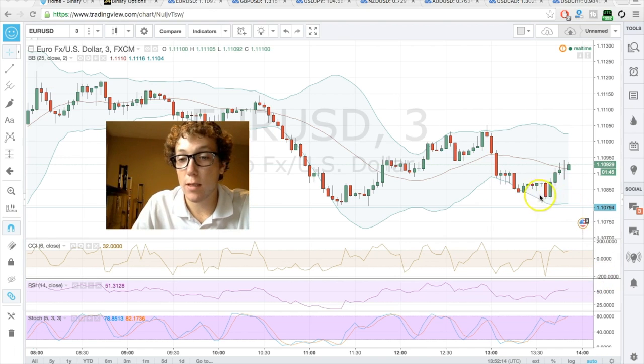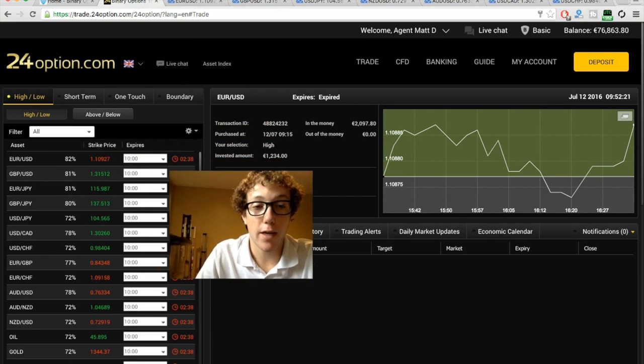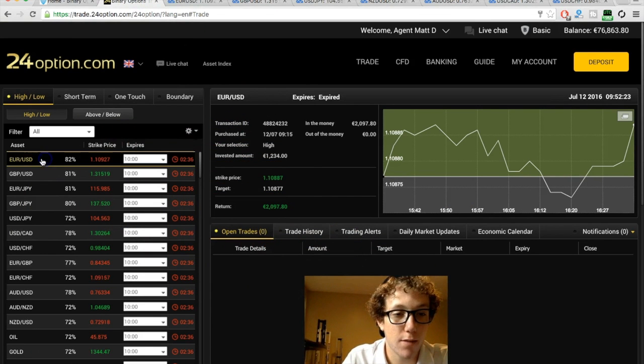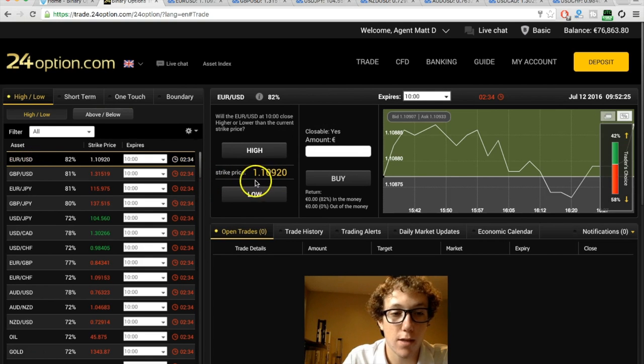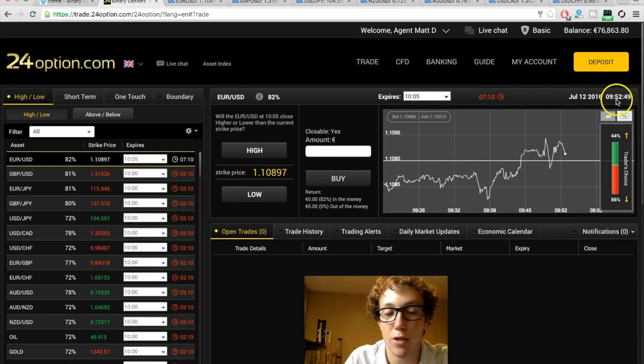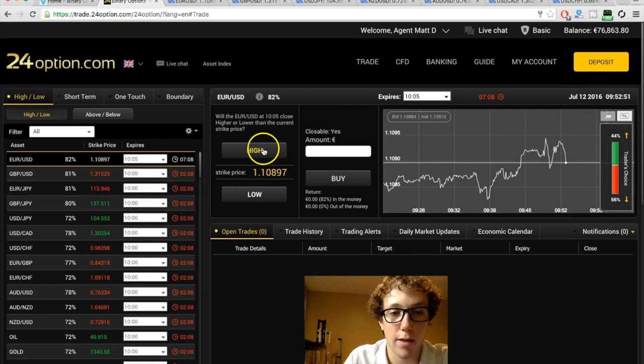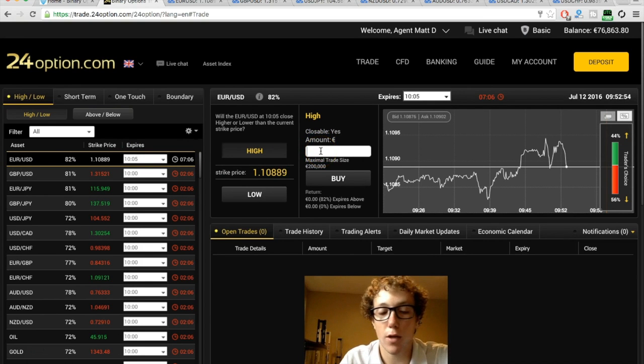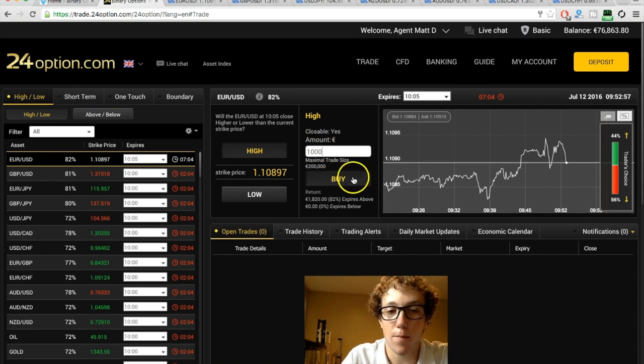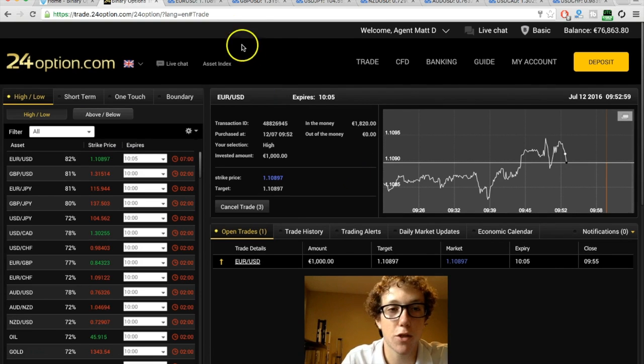So the Euro USD, since the market opened at 13:30, it's been an uptrend. So we're gonna catch that trend real quick. Take a nice 15-minute trade on the Euro USD, which would be about 10:05 according to the 24 Option time here. So that would be a high trade, and we're gonna put in $1,000 on that one. All right, so we got one trade in.